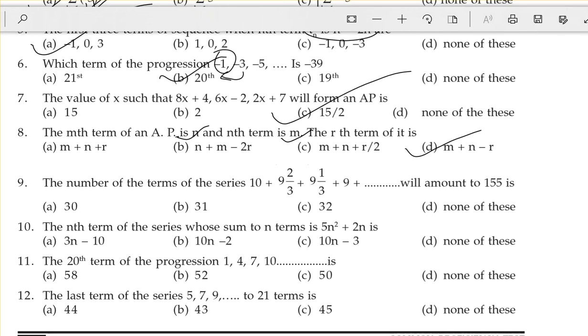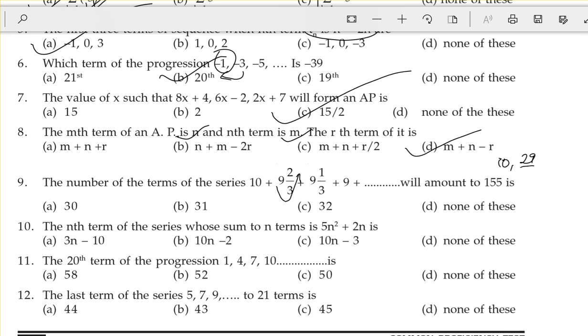The number of terms of the series 10, 29 by 3, 28 by 3, 27 by 3, and so on, whose sum will amount to 155. See, 9 3s are 27 and 2 is 29. That means 9 can be written as 27 by 3, and 10 can be written as 30 by 3. So a is 10. D, it is decreasing, so d is minus 1 by 3.